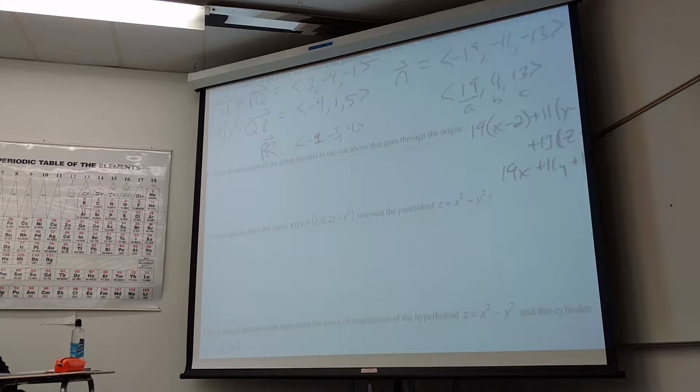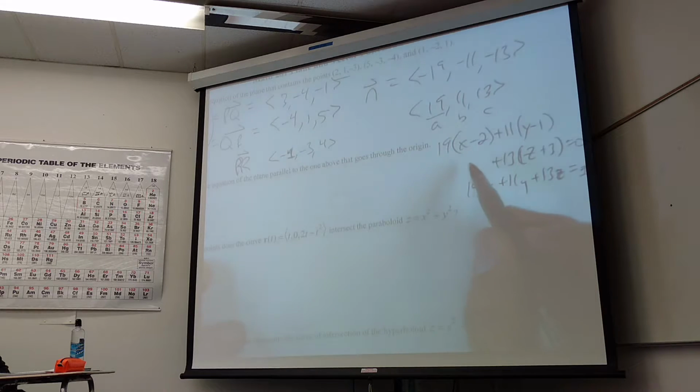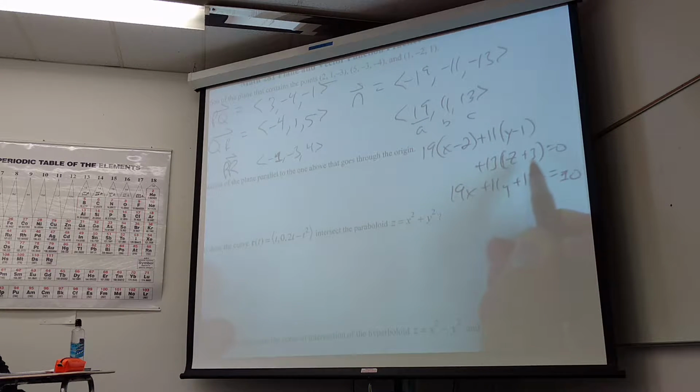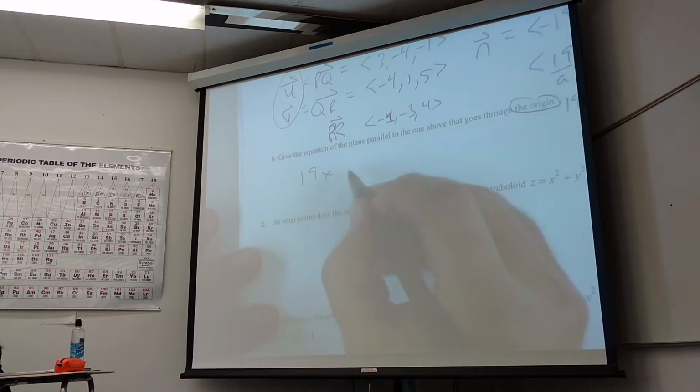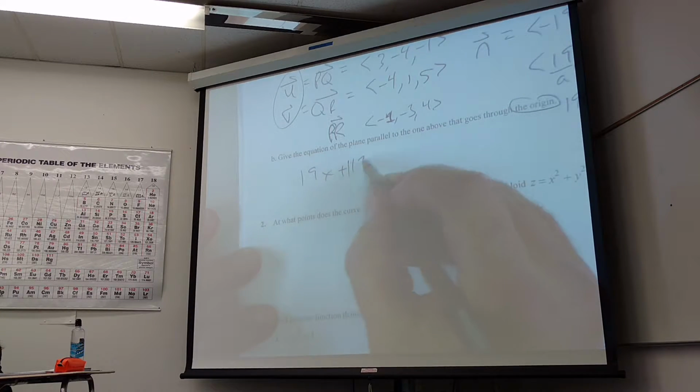So I have to use that same normal vector, and so part B becomes remarkably simple. It's the same thing that I just did here, except instead of putting 2, 1, negative 3 in there, I'm going to put 0, 0, 0 because it's the origin. Still the same normal vector, so it's just 19x plus 11y plus 13z equals 0.